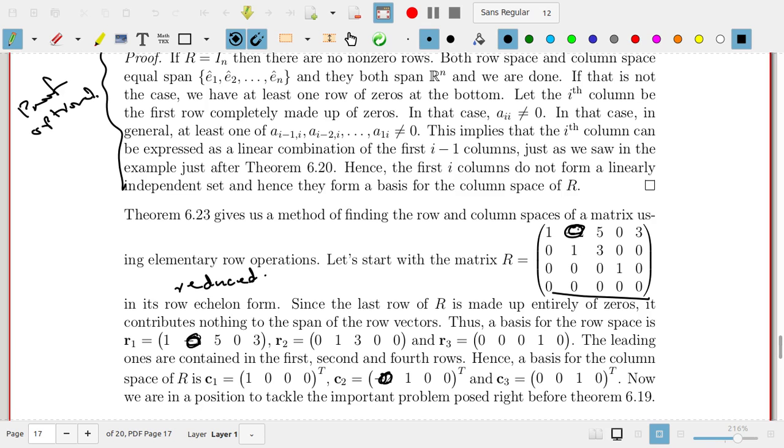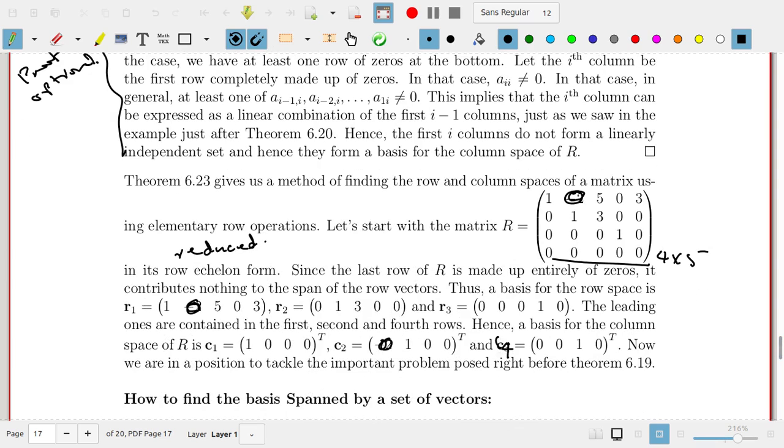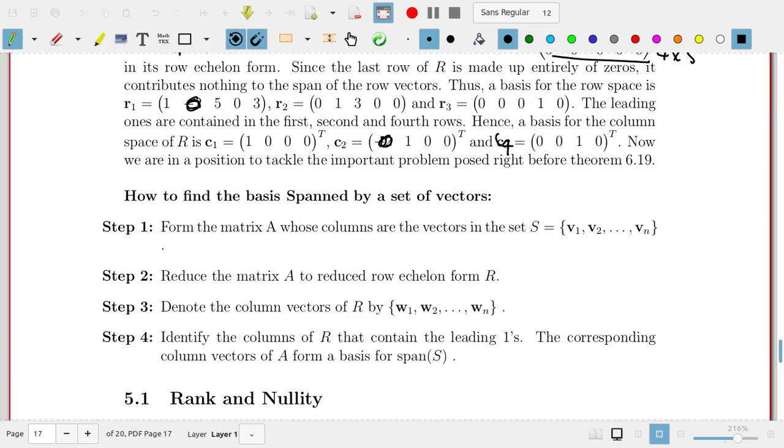So the first, second, and fourth columns form a basis for the column space of the matrix. This is a 4 by 5 matrix. The first, second, and third rows form a basis for the row space. Remember, the rows with the leading ones and the columns with the leading ones form the bases for the row and column space respectively.